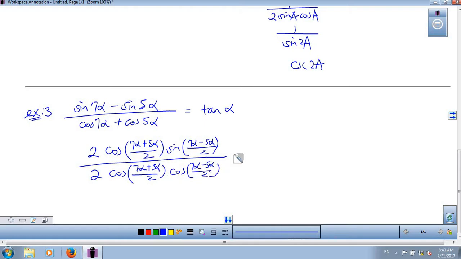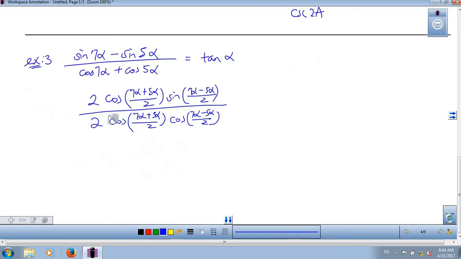Alright, then we can just take a look. This 2 cancels out with the 2 in the numerator, and cosine of the same thing cancels too. This is actually 6 alpha, cosine 6 alpha divided by cosine 6 alpha, they're the same. So what we have left is sine of 7 alpha minus 5 alpha is 2 alpha, divided by 2, sine alpha divided by cosine alpha. And that indeed is equal to tangent alpha, because sine divided by cosine is equal to tangent. So we have proved this is true using the sum to product formula.